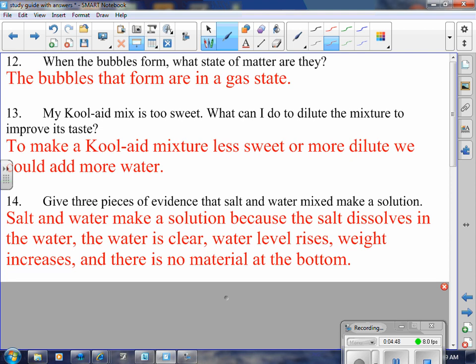Three pieces of evidence that water has made a solution. The salt and the water make a solution because the salt dissolves, so you can't see it anymore. That means the water's clear. Definitely the water level rises and the weight increases. There's no material at the bottom.